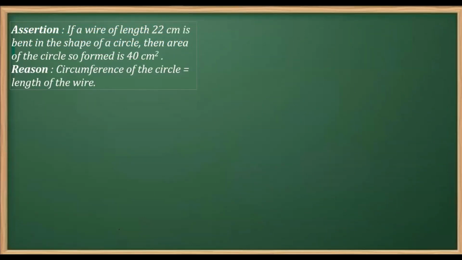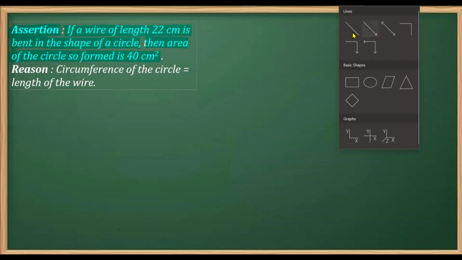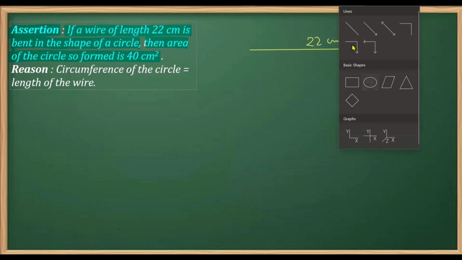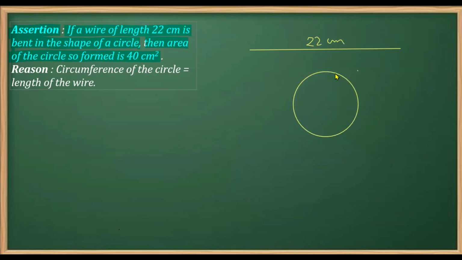The next one, as we can see, is assertion reason based. What's the assertion? It says, if a wire of length 22 centimeter is bent in the shape of a circle, then the area of this circle formed is 40 centimeter square. So we need to verify it. Let's say I took a wire, and its length is 22 centimeter. Now I'm going to modify the same wire in the form of a circle.